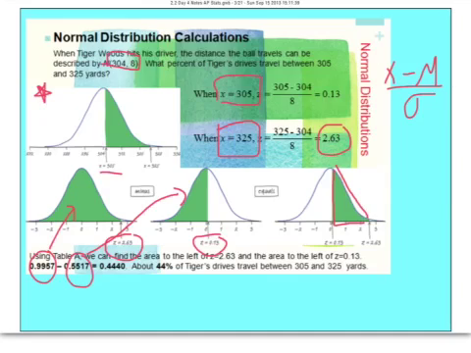So then you would show your work for that portion, and that would be your do. And then you would conclude by answering in context by saying just what they've done here. About 44% of Tiger's drives travel between 305 and 325 yards, and you would be done.